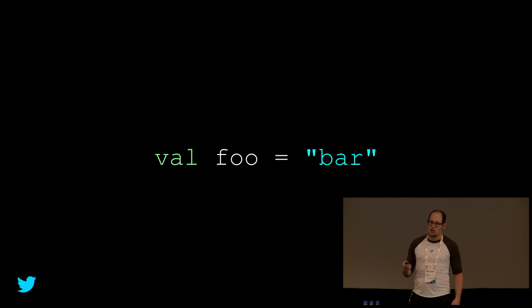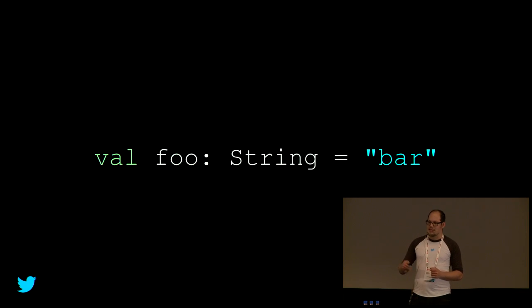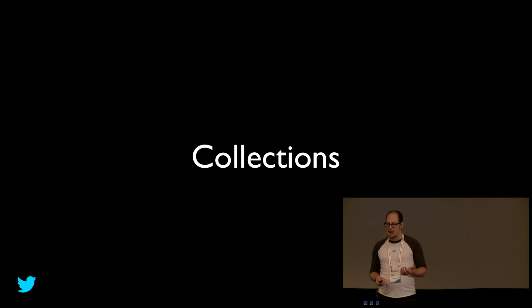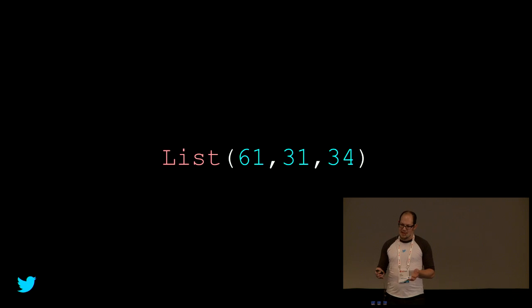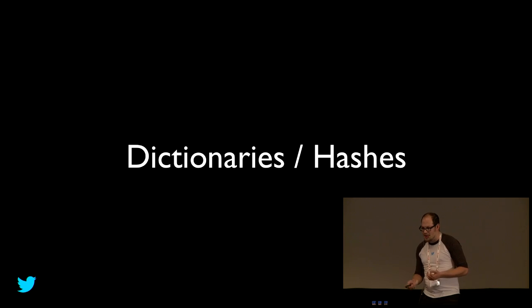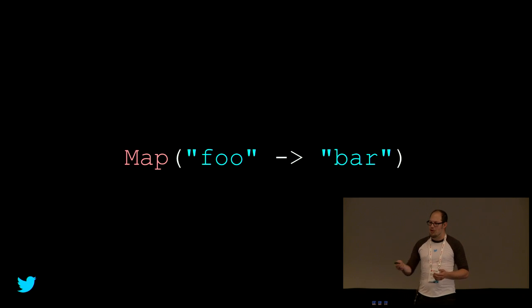So this is starting to look a little more expressive, a little more like Ruby or a more modern language that doesn't have types. So that's the same as before. So you have standard collections. You have lists that can hold everything of the same type. You have sequences, which are just lists that have the semantics of being ordered. You also have dictionaries and hashes. This is a map from foo to bar.